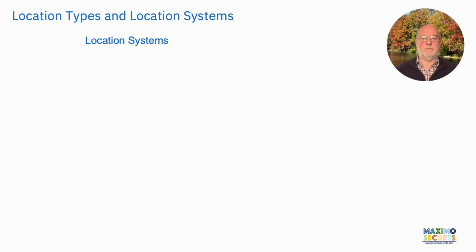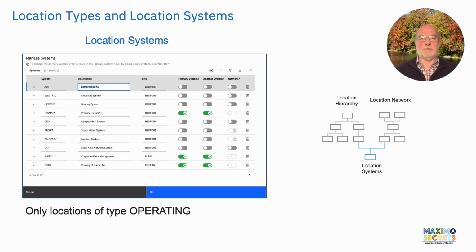Location systems. Locations of type operating can be added to a hierarchy or network system. In a network system, a location can have multiple parents. In a hierarchy, only one parent, except of course the location at the top of the hierarchy, which does not have a parent. An example of a location in a network system are the towers or pylons that support two electric circuits. Each circuit is a parent location.